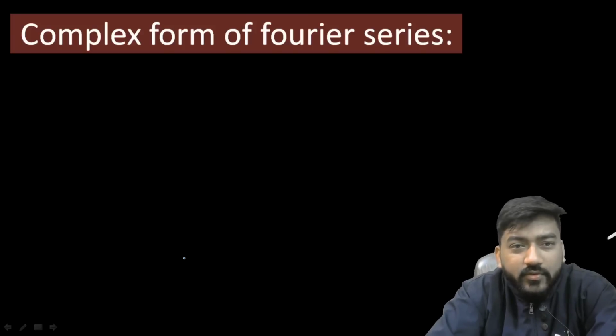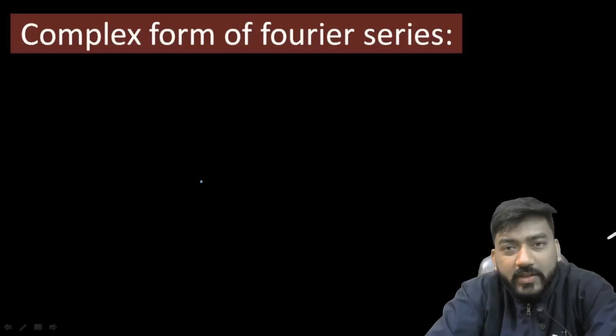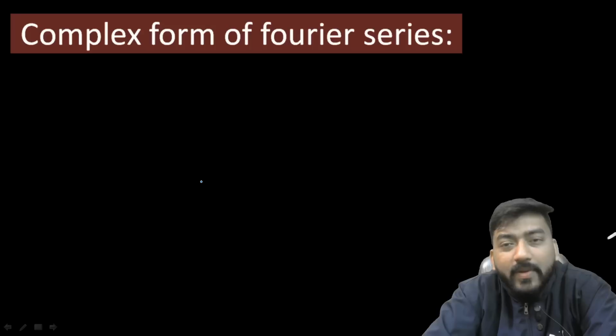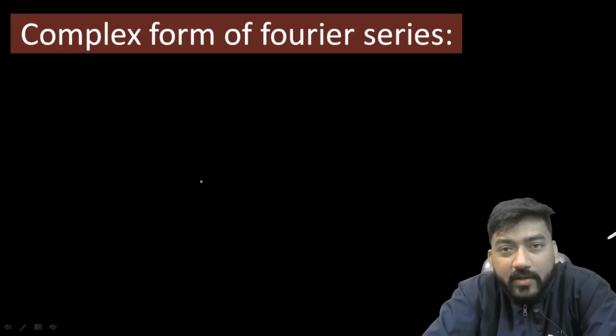So dear students, today I will discuss the complex form of Fourier series. Till now we have discussed Fourier series, but the series was in terms of sine and cosine. Here we will discuss it in terms of complex form. You know that cosine and sine are represented by Euler's formula, in the complex exponential form, that is e to the power ix or e to the power i theta, something like this.